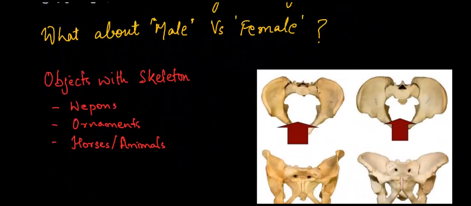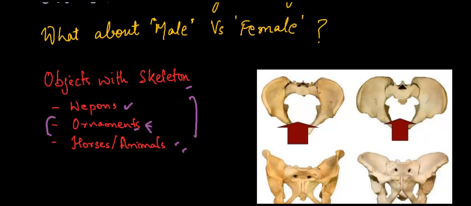Few of the historians at the initial stages, before the modern techniques came, used to say that if the skeleton was found with certain weapons or horses or animals, then probably it could have been a male member of the society, and if the skeleton was found with ornaments, then it could have been a woman of the society. Still, there were certain doubts, because even ornaments were worn by male members of the society even today, and even at that time in ancient days.